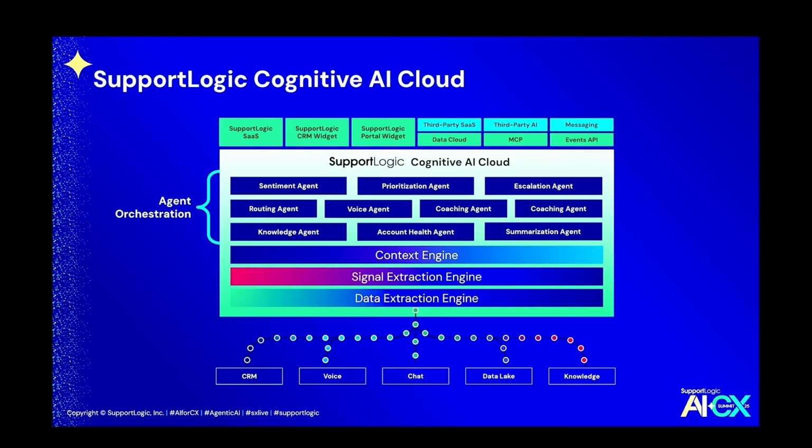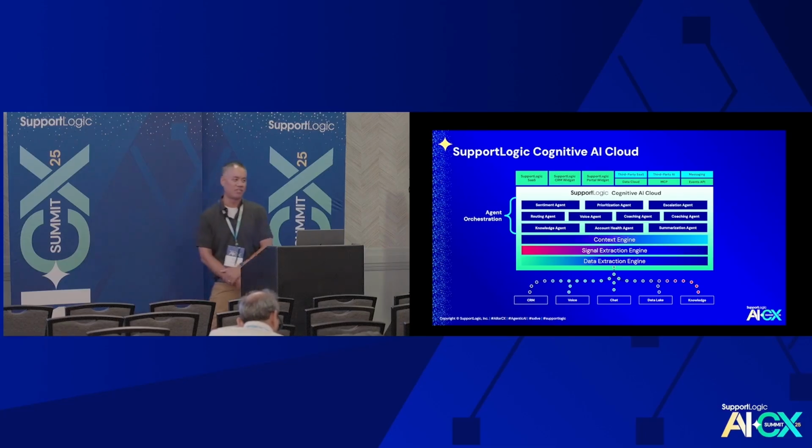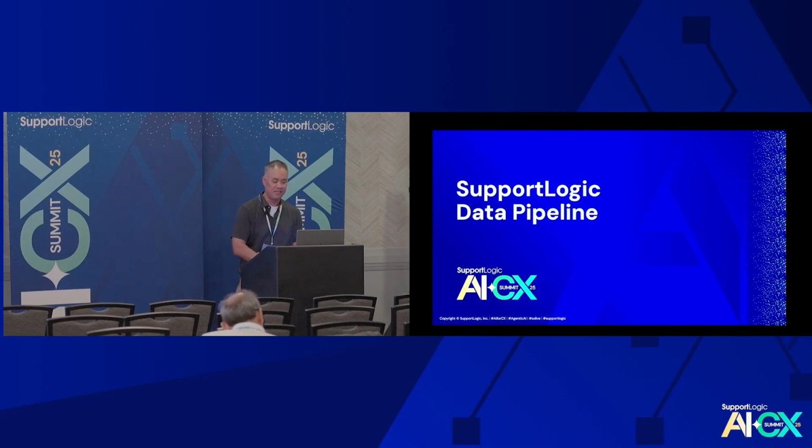If you need sentiment analysis, we have sentiment agents. We talked about that earlier. If you need coaching assistance, we have that. And even in the previous session that Krithika and Hari talked about, the voice agent and the summarization agent. All of those things are working tirelessly in the background to provide you with the information when you need it. So how does the data pipeline work?